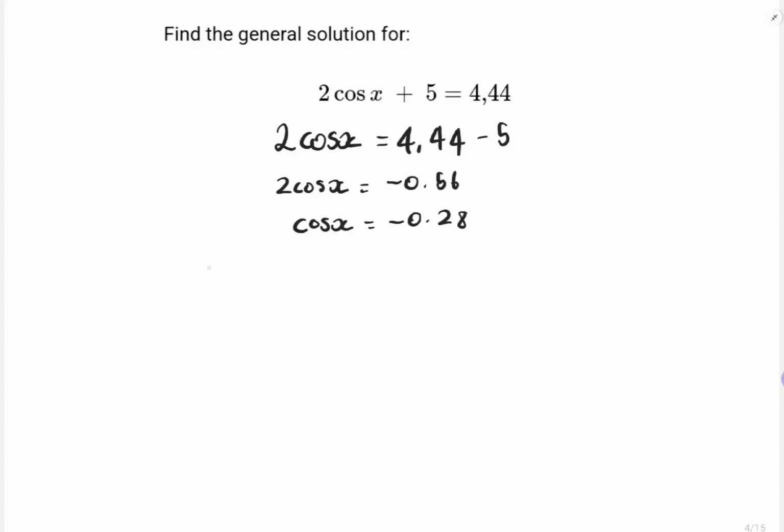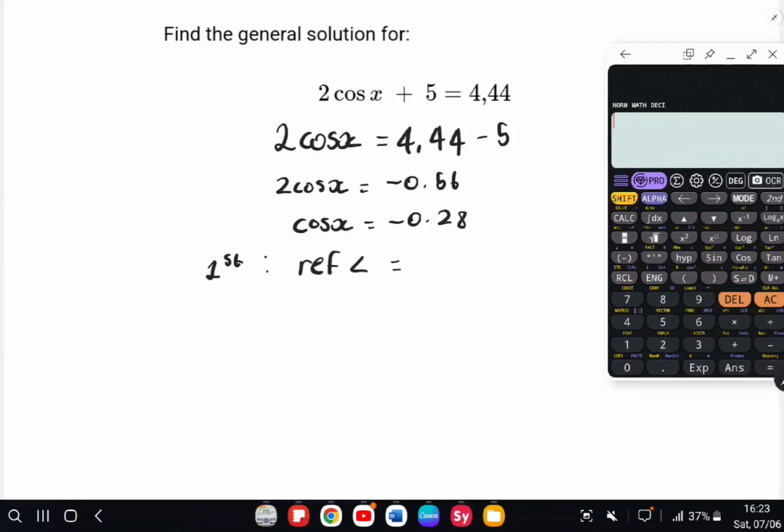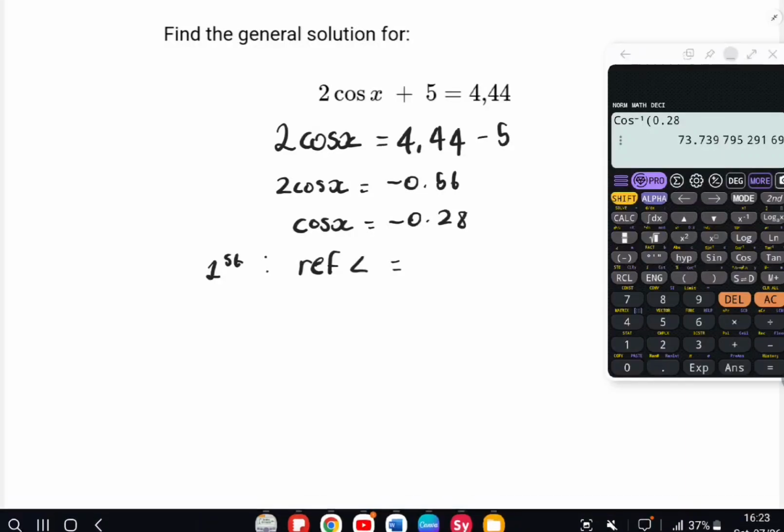Okay, so let us go ahead and solve for the general solution. Firstly, we get our reference angle. So the reference angle is equal to, we pull out our calculator. Remember, with reference angle, we have a negative number here. With reference angle, always ignore the sign. So we're ignoring this negative. We're going to say 0.28. Shift cos 0.28. And there we go. Our reference angle is 73.7. Let's round it off to 2 decimals. So it's going to be 73.74.